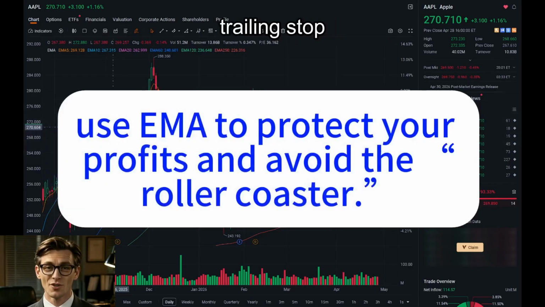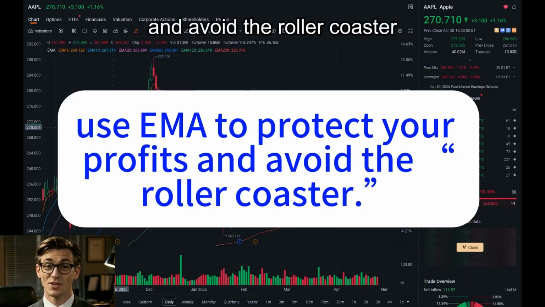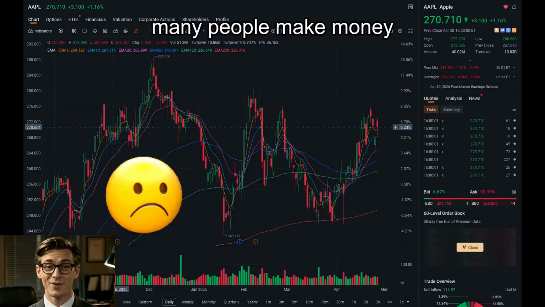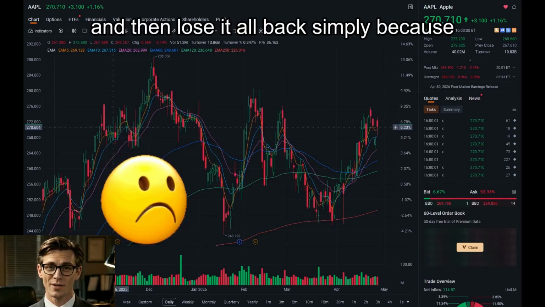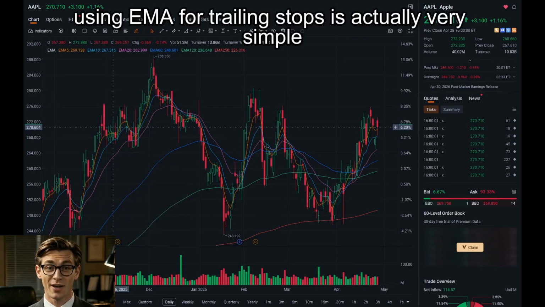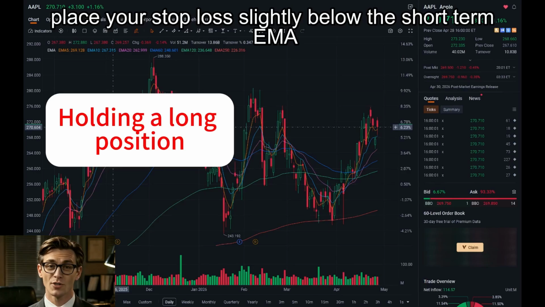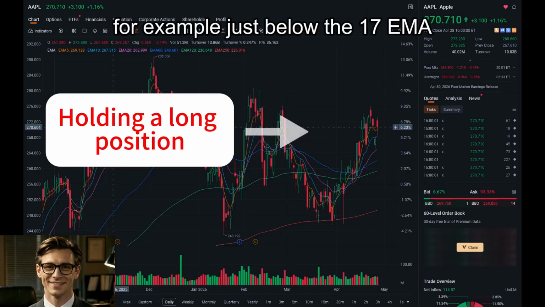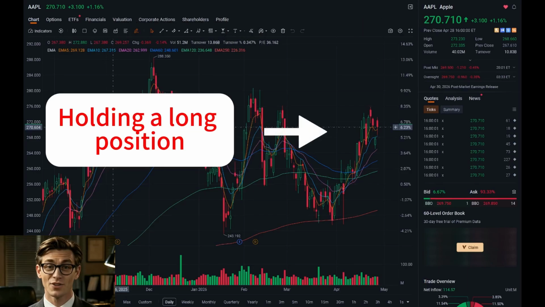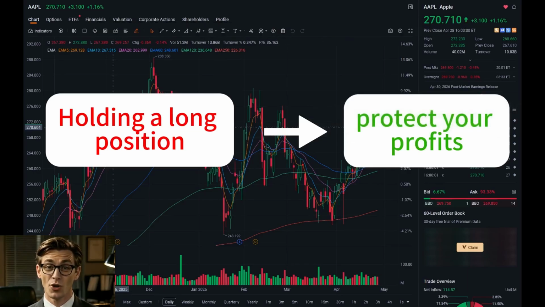The fourth point, trailing stop. Use EMA to protect your profits and avoid the roller coaster. Many people make money and then lose it all back simply because they don't use stop loss properly. Using EMA for trailing stops is actually very simple. Holding a long position, place your stop loss slightly below the short-term EMA, for example, just below the 17 EMA. If the price breaks below it, it signals a trend change. Exit automatically and protect your profits.